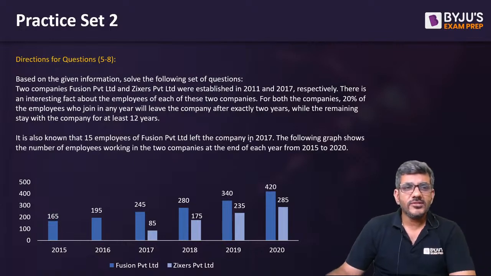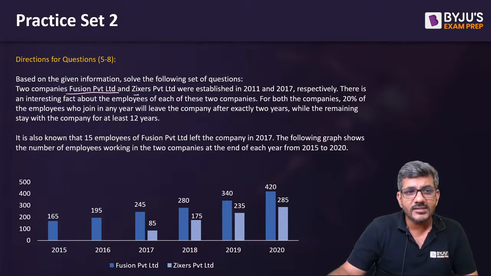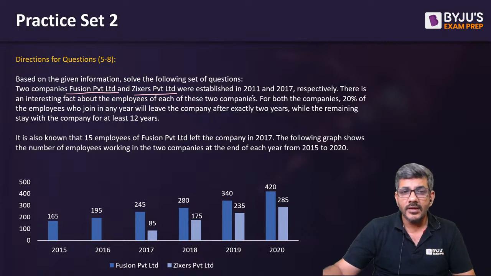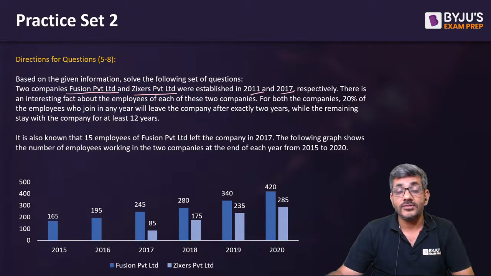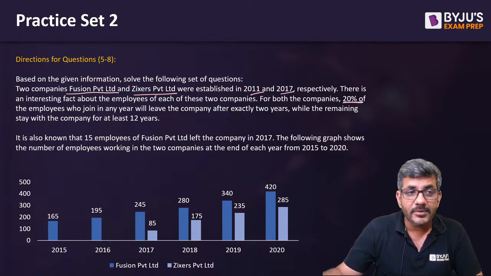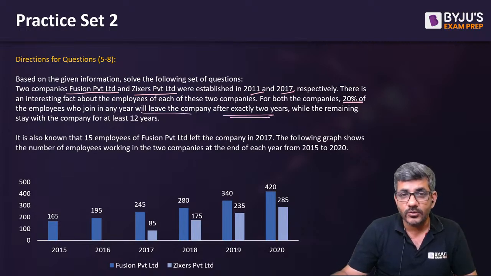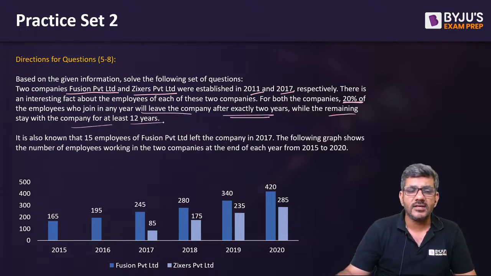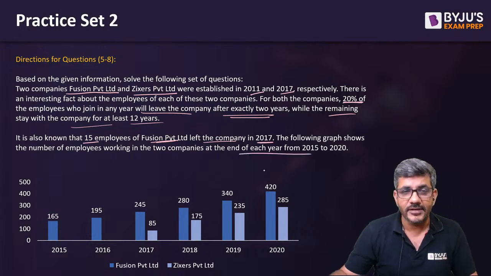So based on the given information, solve the following set of questions. Two companies, Fusion Private Limited and XIMB Private Limited, were established in 2011 and 2017. There is an interesting fact about the employees of each of these two companies. For both the companies, 20% of the employees who join in a year will leave the company after exactly 2 years, while the remaining will stay with the company for at least 12 years. It is also known that 15 employees of Fusion Private Limited left the company in 2017. The following graph shows you the number of employees working in the company at the end of each year.